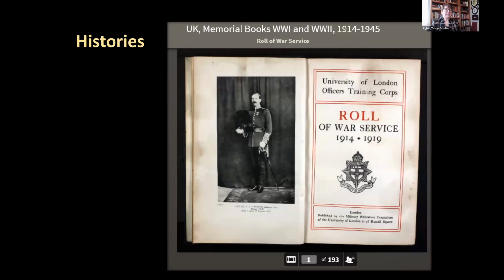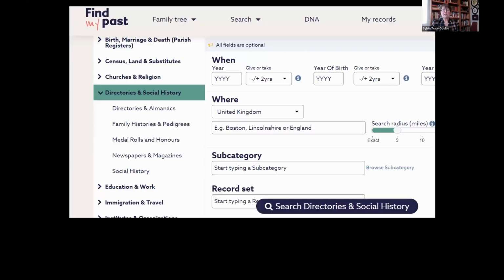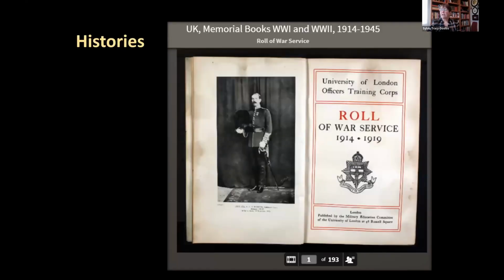And there's military histories, because military records are good. Military histories like this tend to be really good. So something like this could be beneficial for you. I haven't found any of my people in books like this generally, but you certainly might.